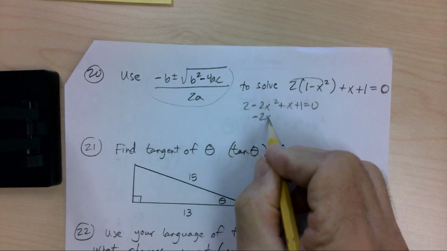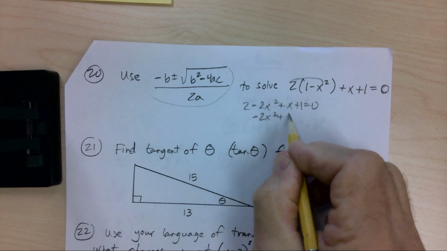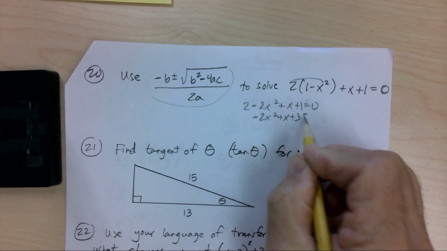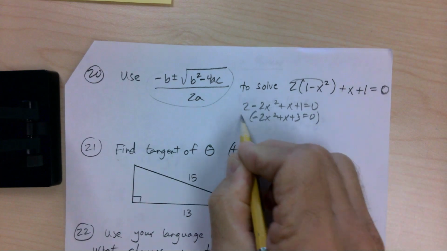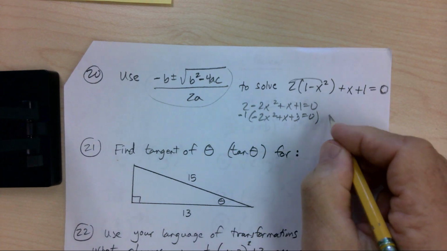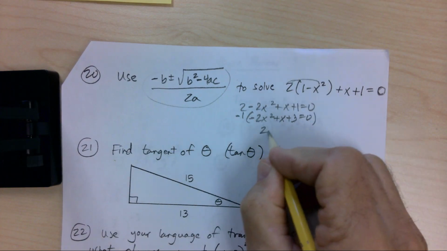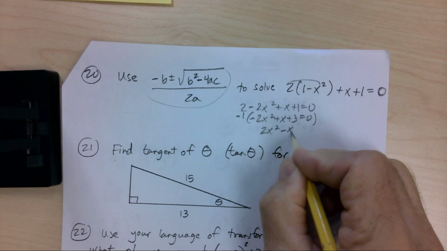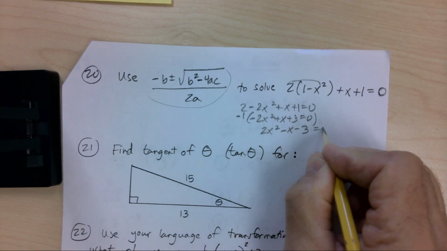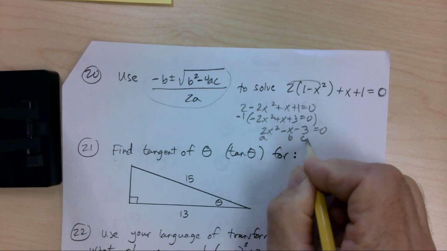Negative 2x squared plus x plus 3 is 0. I'm going to multiply them by negative 1 just because I prefer that to be a positive number. It's just a habit I have. So 2x squared minus x minus 3 equals 0. Here's my a, here's my b, here's my c.